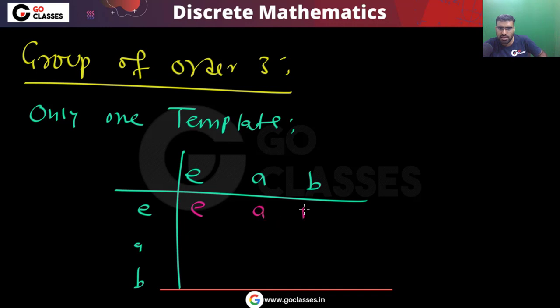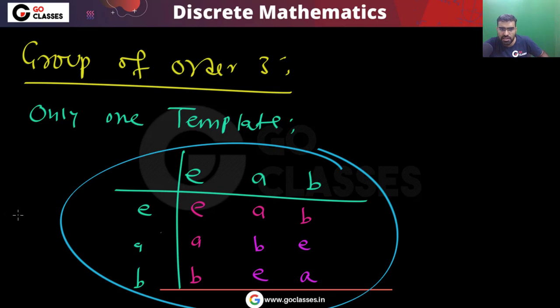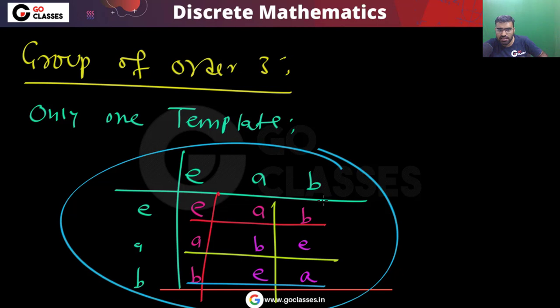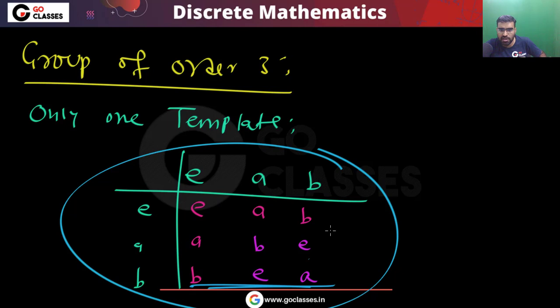You can notice E, A, B, and I can say something like this. So E, A, B. So I have to put A here, I have to put B here. Now this E and this A. So yes, you can see. So this is the only template possible, and you can easily notice this is abelian because this is symmetric. The first row is same as first column, second row is same as second column, third row is same as third column.